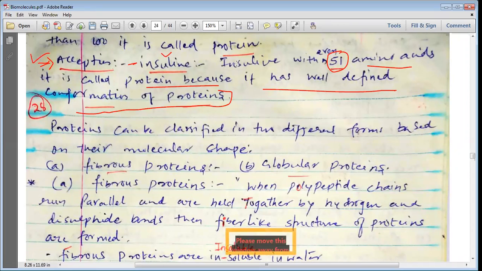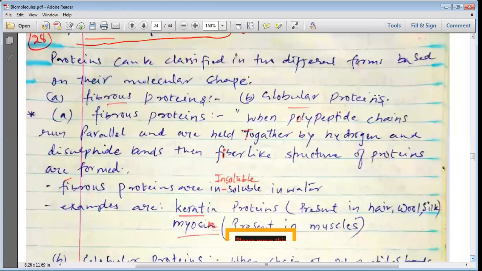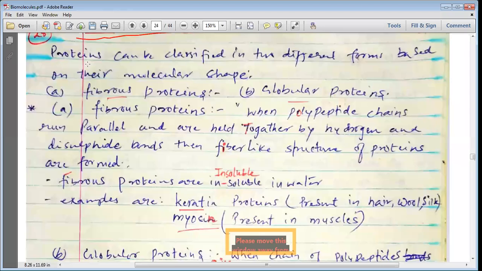Insulin is an exception in that it has only 51 amino acids present as monomers in it, but it has the well-defined structure or conformation of a protein, and that is why insulin is considered a protein, though it has only 51 amino acids or 51 monomers present in it.